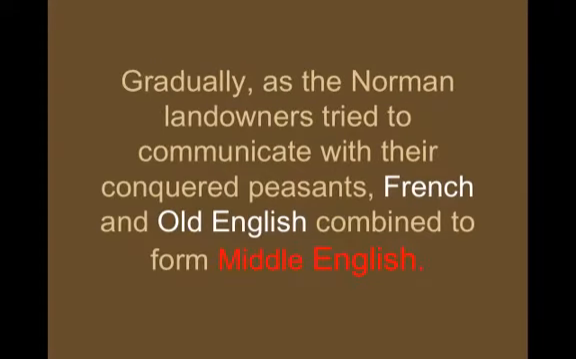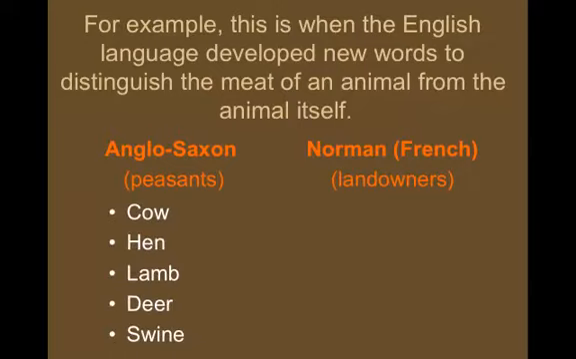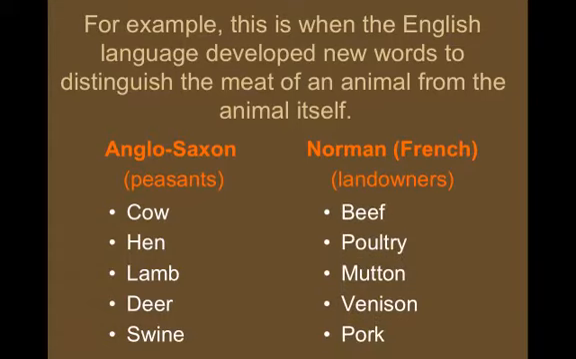Gradually, as the Norman landowners tried to communicate with their conquered peasants, French and Old English combined to form Middle English. For example, this is when the English language developed new words to distinguish the meat of an animal from the animal itself. So we had all these Anglo-Saxon peasants with words like cow and hen and lamb and deer and swine. Then we have the Norman French landowners, and they had words for the same animals, but they were beef and poultry and mutton, venison, pork.